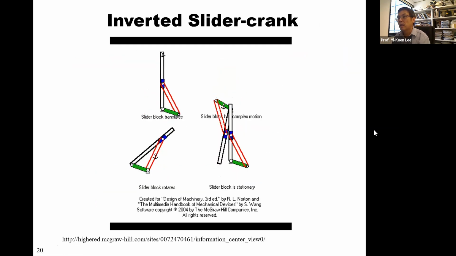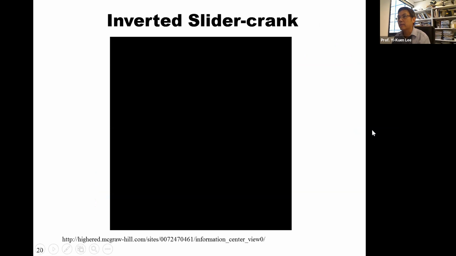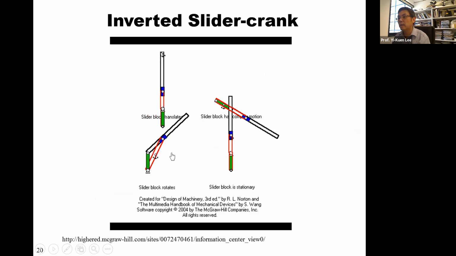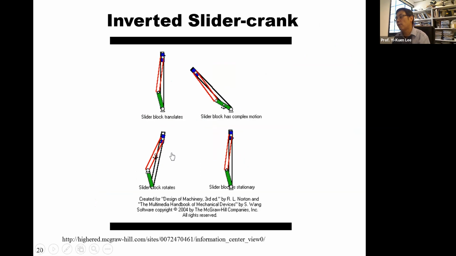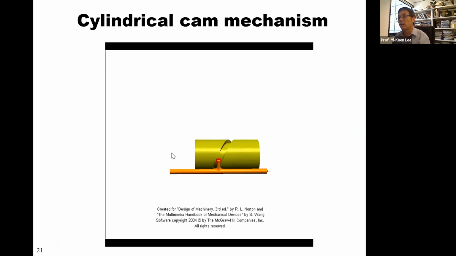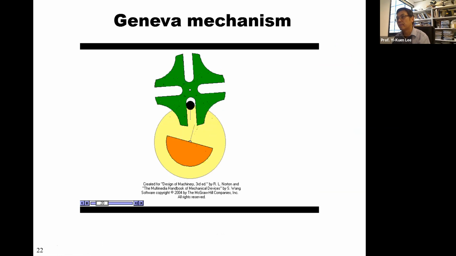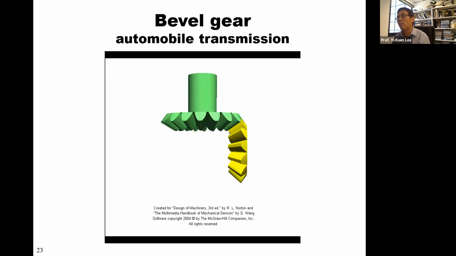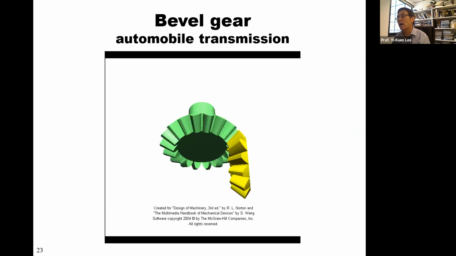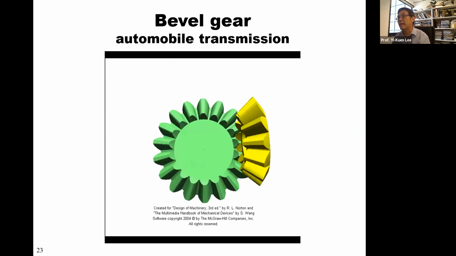Here I show you we also have a different kind of mechanism. Inverted slide crane. This is also a 4-bar linkage, and also the cylindrical cam. And then Geneva mechanism. And then bevel gear. For every car, you need this kind of bevel gear to transmit the power from the engine away to the wheel. So this is very important for every car.